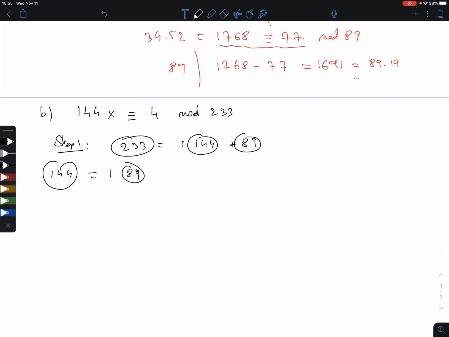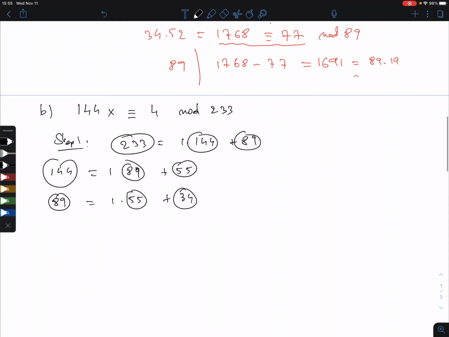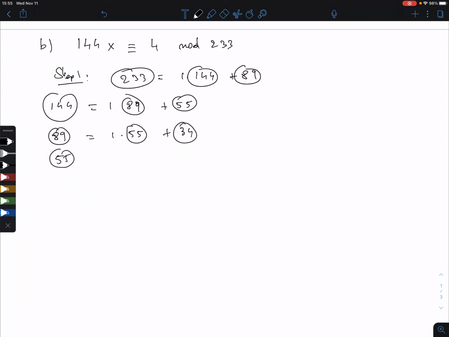And the difference is 55, that's going to be 55. Then we have 89 is 1 times 55. They gave us a couple of nasty ones, I guess, in the sense that it takes a long time before it goes down. So now we do 55, that is 1 times 34 plus 21.